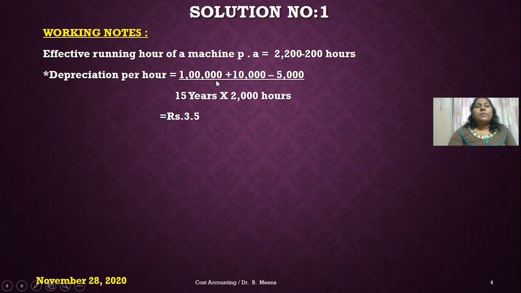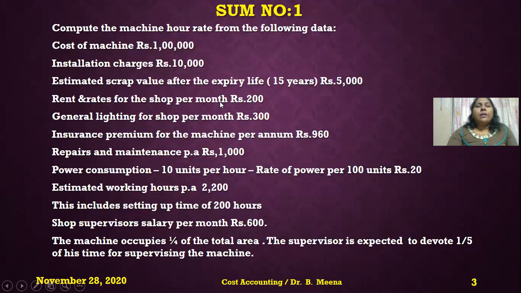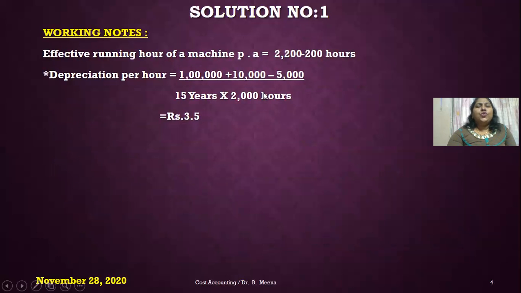Depreciation per hour is cost of the machine 1 lakh plus installation charges 10,000 minus scrap value 5,000, divided by 15 years, because the machine runs for how many years? 15 years, right? So 15 years into 2000 hours. After simplifying the calculations, we will get the answer 3.5. So this is the working note.